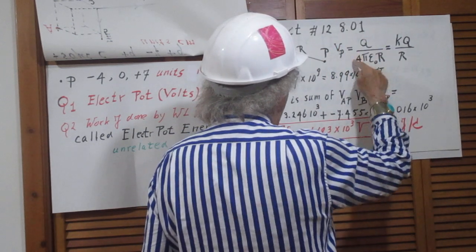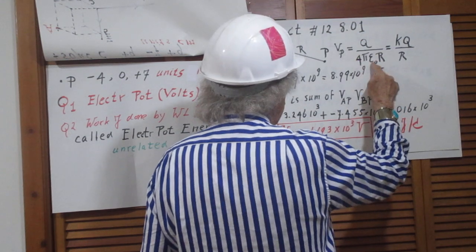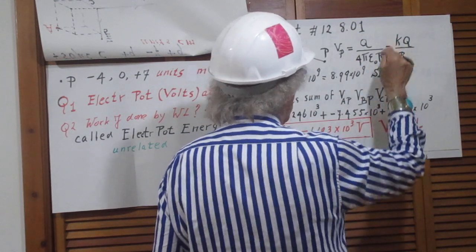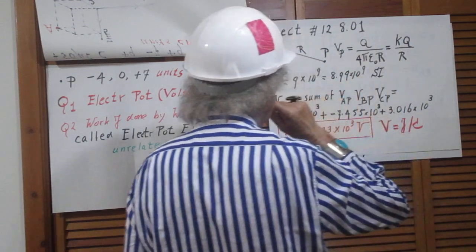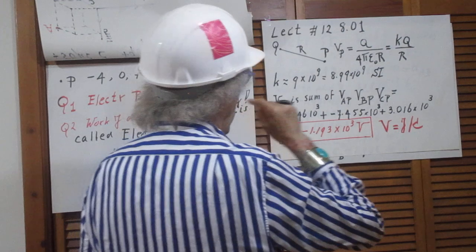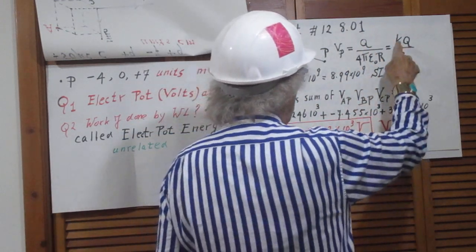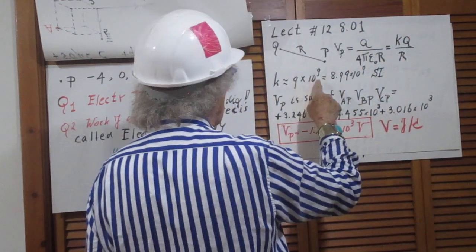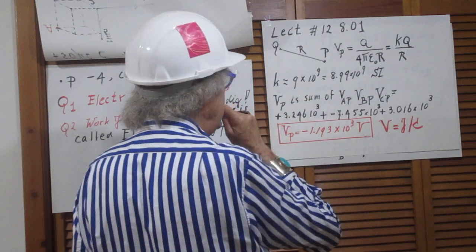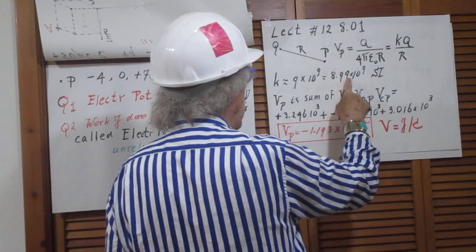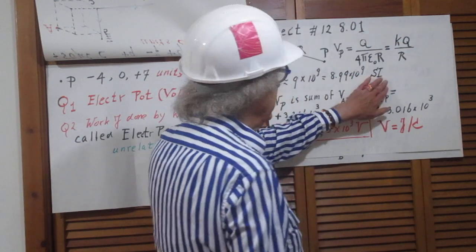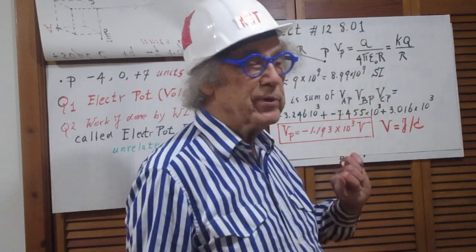And 1/4 pi epsilon 0 is often called Coulomb's constant. So K, Coulomb's constant, is then upstairs. And 1/4 pi epsilon 0, K, is very close to 9 times 10 to the 9th in SI units. To be more precise, it is 8.99 times 10 to the 9 in SI units.